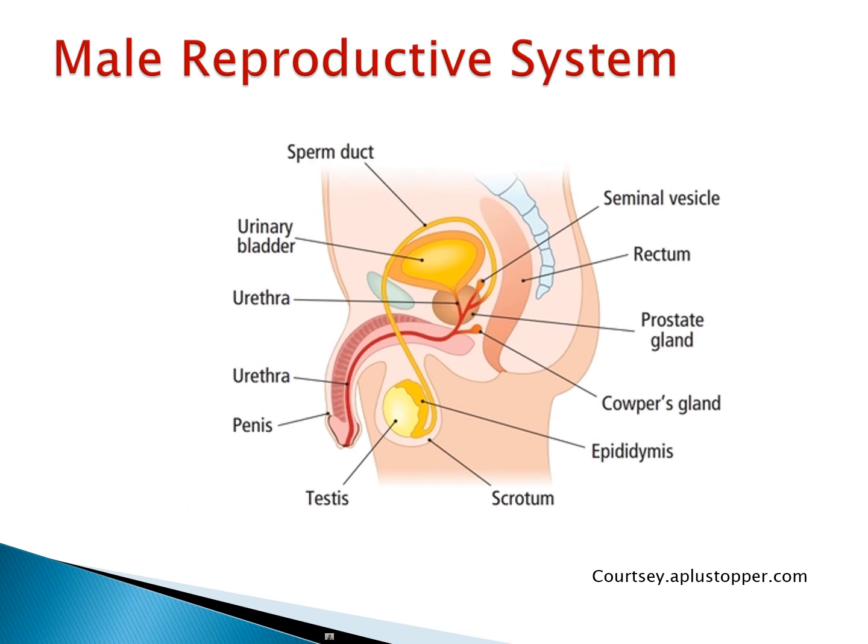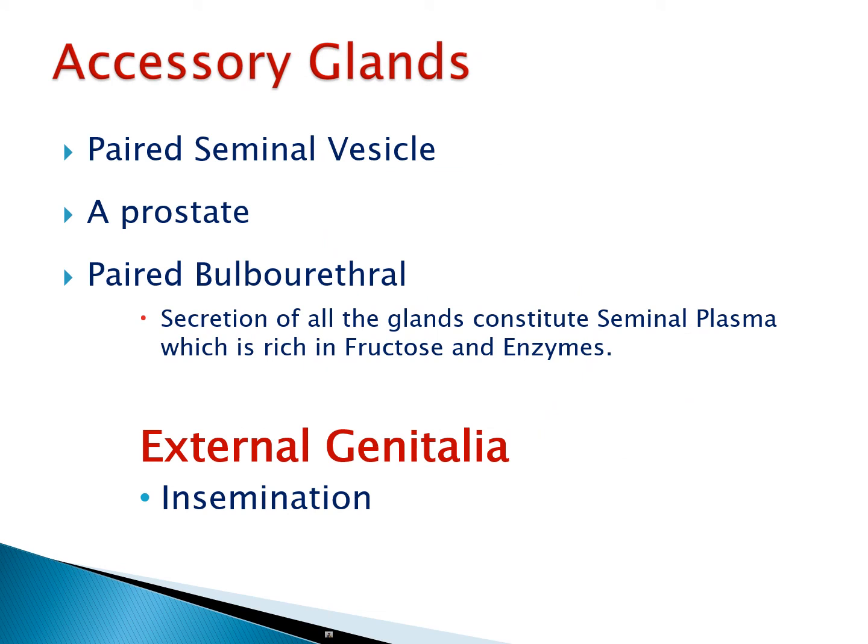Going ahead, this is a side view of a male reproductive system. Accessory glands which are present in the male reproductive system are a paired seminal vesicle, a single prostate gland, and a pair of bulbourethral glands. We know that the secretion of all the glands together makes the seminal plasma. It contains fructose and certain enzymes which provide nutrition to the sperm. Sperms are transported outside by insemination. So this was the whole about the male reproductive system.